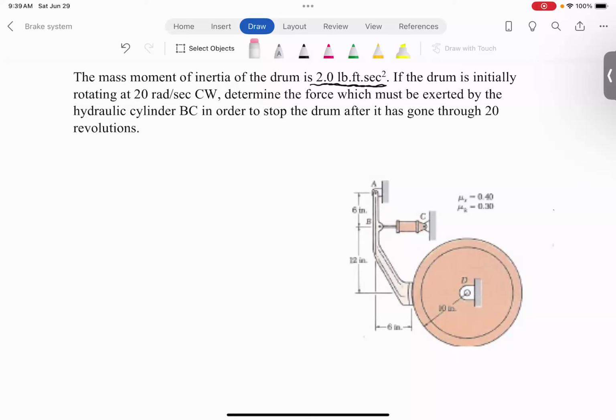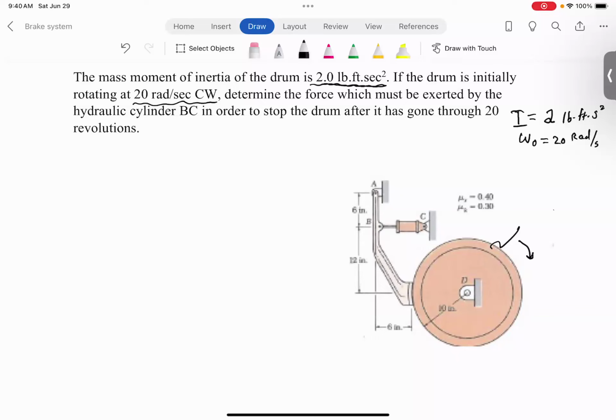So we have the mass moment of inertia. So that's I. This is for the combination of whatever is attached to the drum. So that's 2 pound-foot-second squared, right? If the drum is initially rotating at 20 radians per second clockwise, so it's rotating like that. So that's the initial angular speed, right?